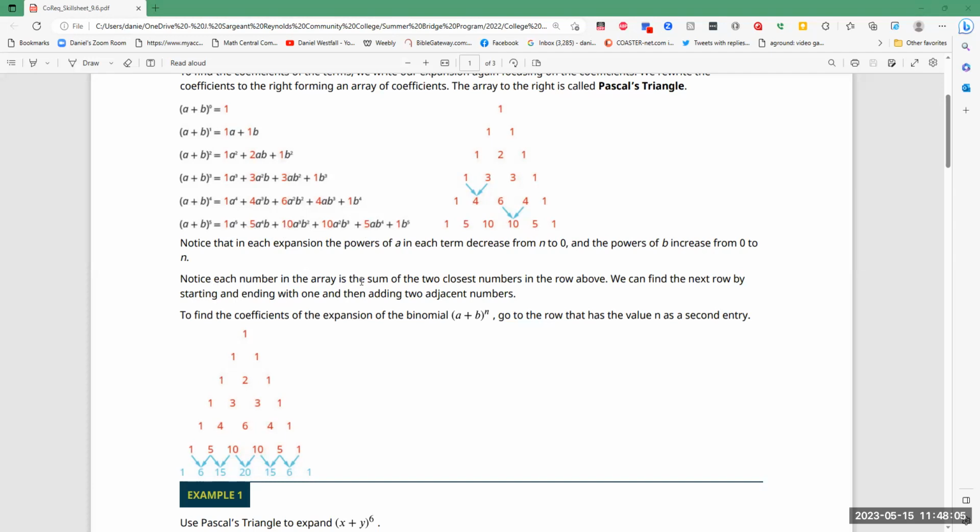Notice each number in the array is the sum of the two closest numbers in the row above. So it's going to form this triangle. If you can add 2 numbers above and put another number in the middle, that's what you do. You bring ones along the outside, then 1 plus 1 gives me 2, 1 plus 2 gives me 3, 2 plus 1 gives me 3, 1 plus 3 gives me 4, 3 plus 3 gives me 6, 3 plus 1 gives me 4, and so on. 1 plus 4 is 5, 4 plus 6 is 10, 6 plus 4 is 10, 4 plus 1 is 5.